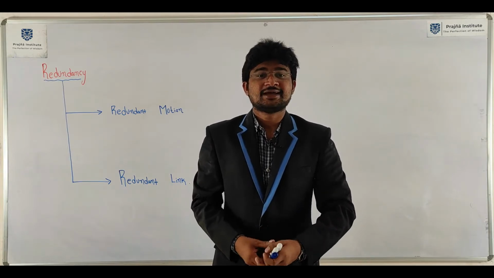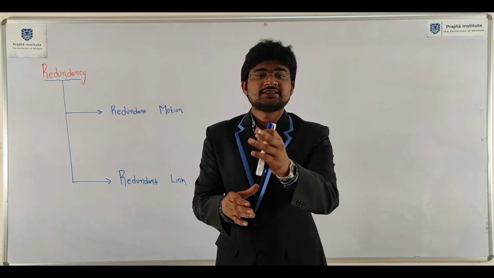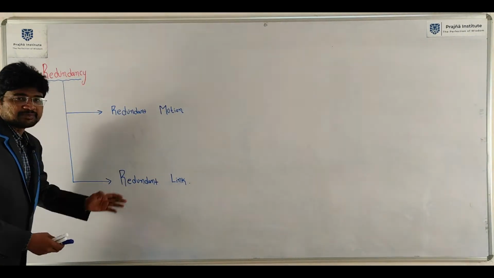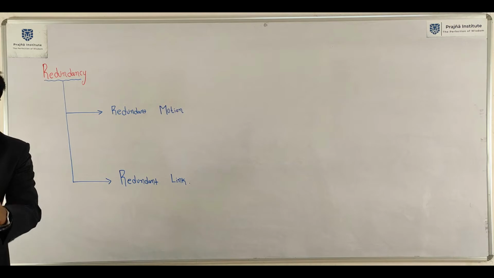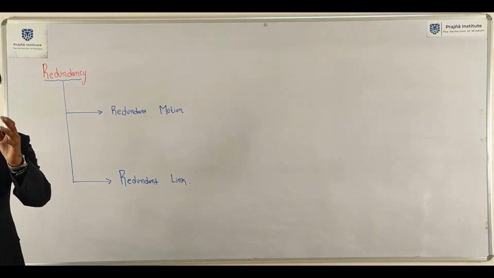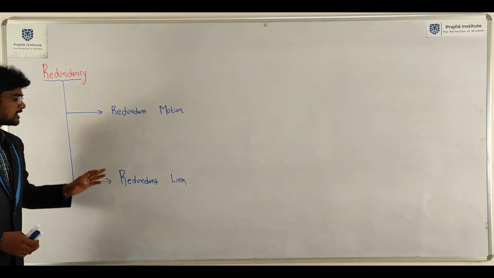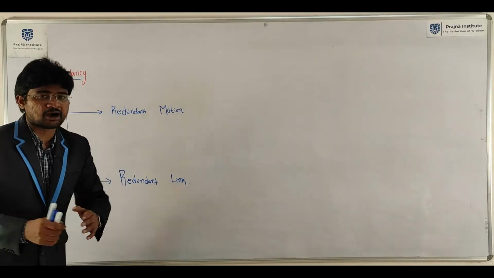Today we are discussing redundancy in theory of machines. Have a look at redundancy. We have two types of redundancies while determining the degree of freedom of a mechanism: redundant motion and redundant link.